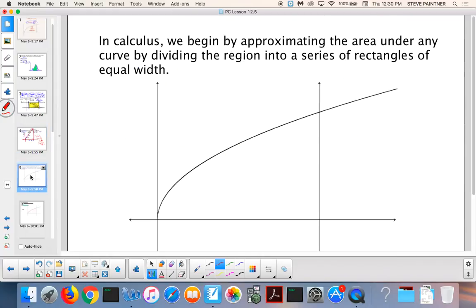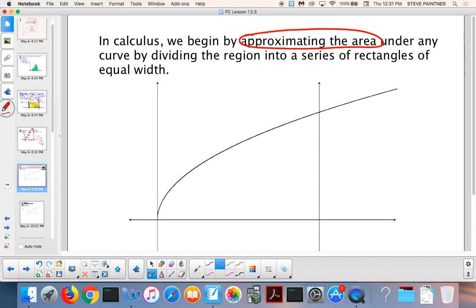All right. So now, this one just talks to you about what we are going to do when it's not a line. It might be a curve. What are we going to do? In calculus, we begin by approximating the area. When you start doing this in calculus, they don't just tell you how to do it. They say, let's approximate the area under any curve by dividing the region into a series of rectangles of equal width.